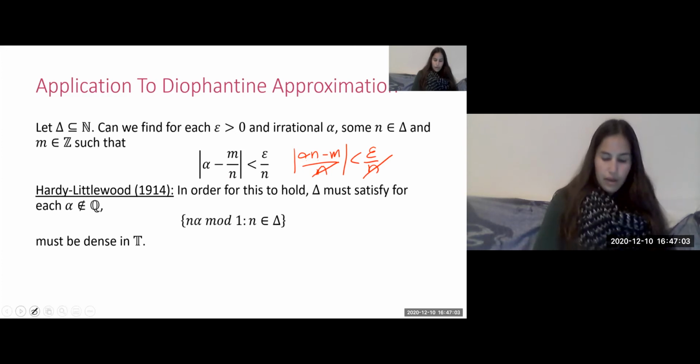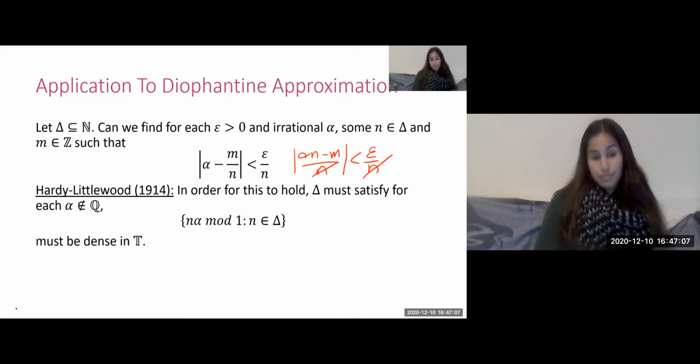So now let's use this. And why does this somehow remind us of Furstenberg's theorem? Because if we take this delta to be a multiplicative semigroup of the form that we like, then this here is exactly an orbit.